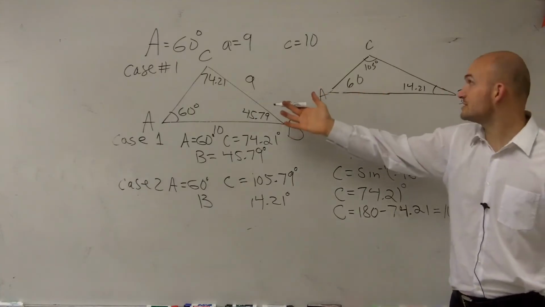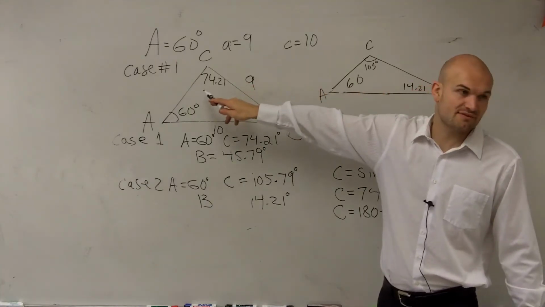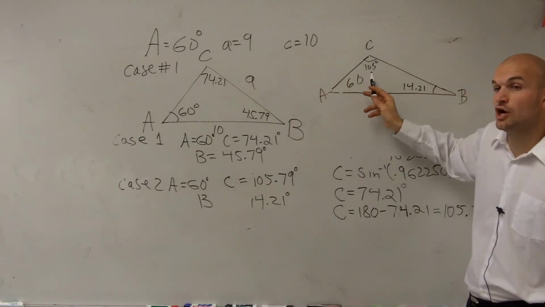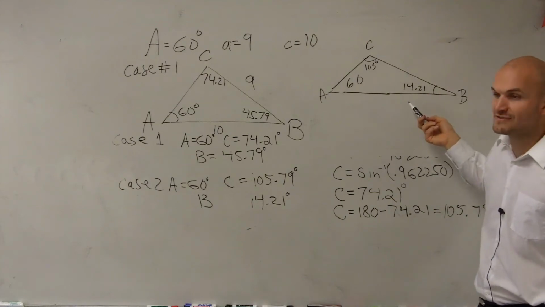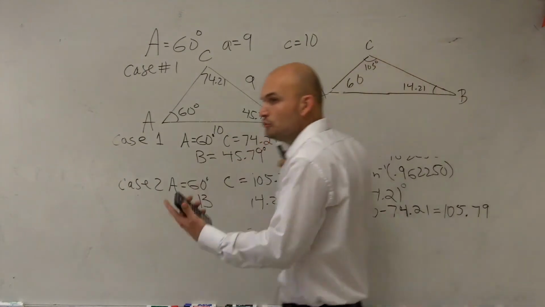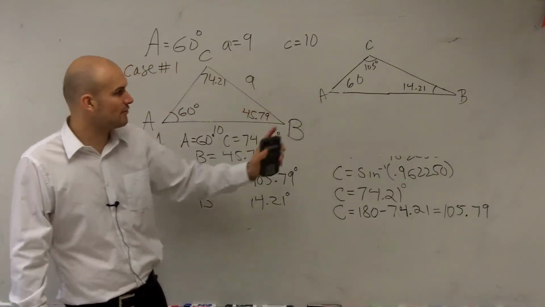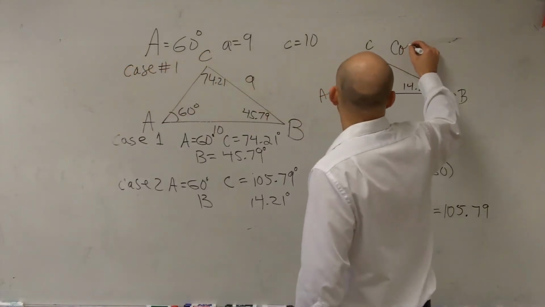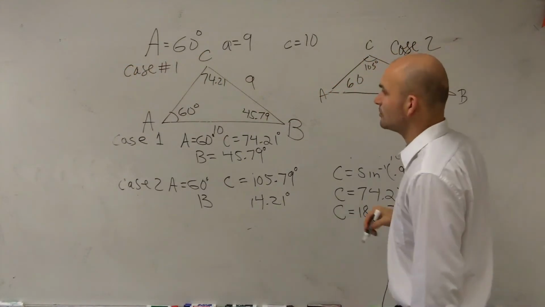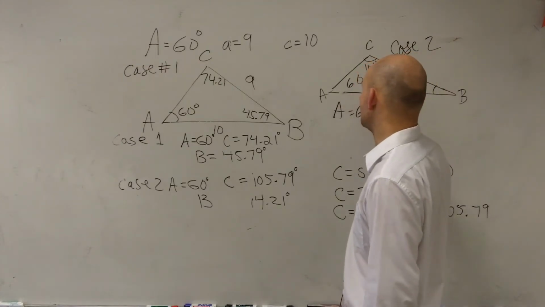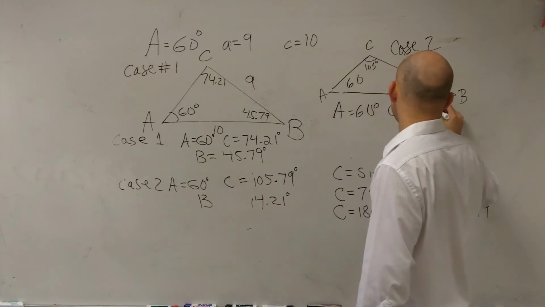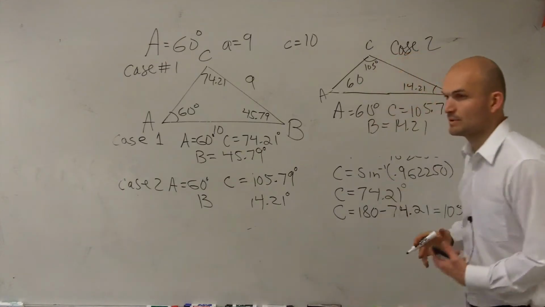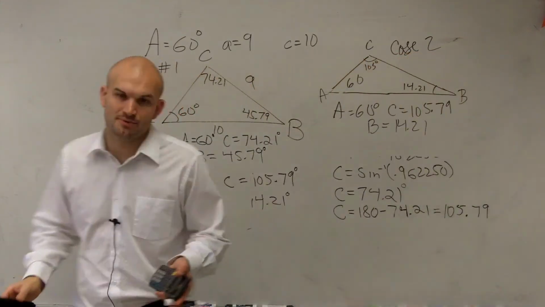Do you guys see how these are exactly the same triangles? But now rather than having C be 74.21, it's an obtuse angle, so it's going to be greater than 90, like 105 degrees. So therefore, your B obviously has to be smaller. I know my triangles aren't perfect in shape or form, but you guys can see how there are two possible solutions. There are two cases. In case number 2, we're saying A equals 60 degrees, C equals 105.79, and B equals 14.21. So when we have two cases, there are two possible solutions.